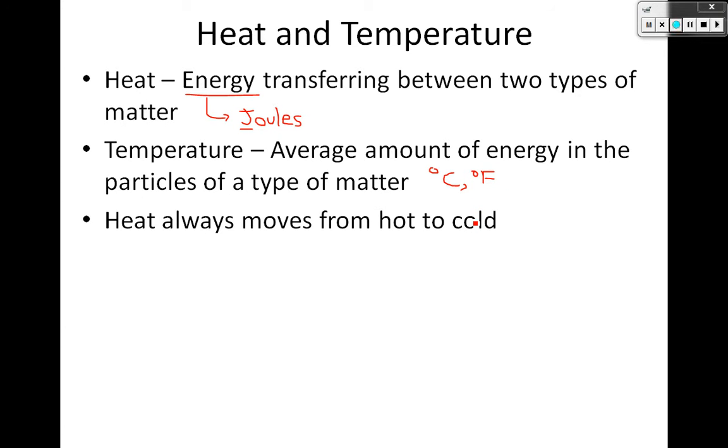Then heat always moves from hot to cold, or from high temperature to low temperature. So the energy is what's moving. Even though it doesn't have mass or take up space, it can absolutely move. If you think about gathering around a nice warm campfire, the energy is going from the burning wood into the air and then into you.